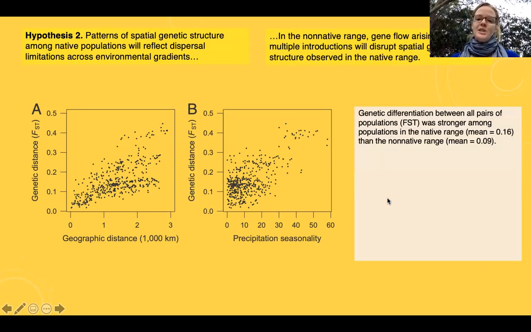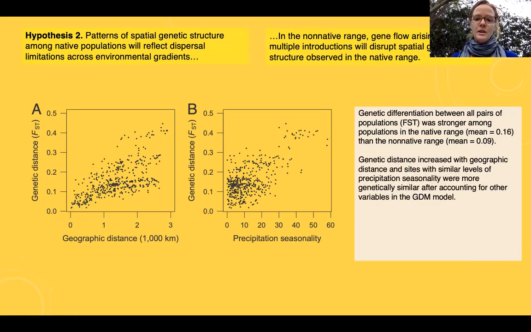So the genetic differentiation between all pairs of populations was stronger among populations in the native range than the non-native range. Genetic distance increased with geographic distance, and sites with similar levels of precipitation seasonality were more genetically similar after accounting for the other variables in that model.